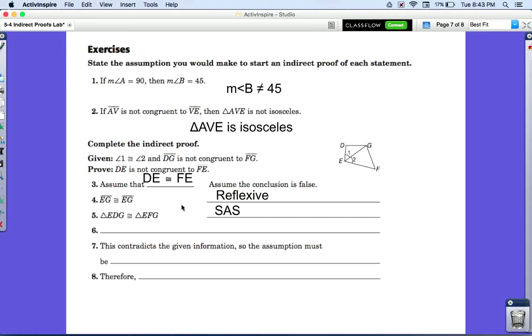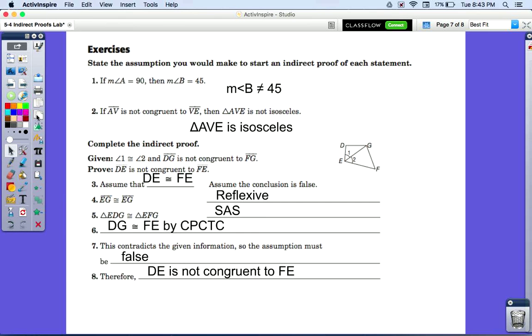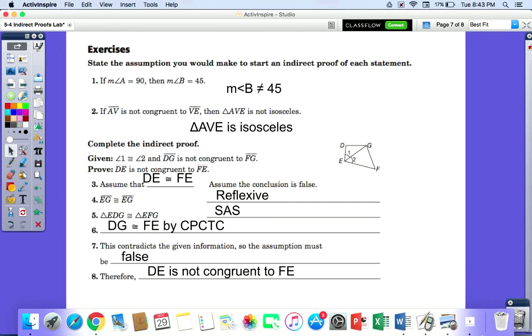And if these two triangles are congruent, that means that DG would be congruent to FG, because corresponding parts of congruent triangles are congruent. So this would contradict the given information, so the assumption must be false. Therefore, DE is not congruent to FE. And that's it.